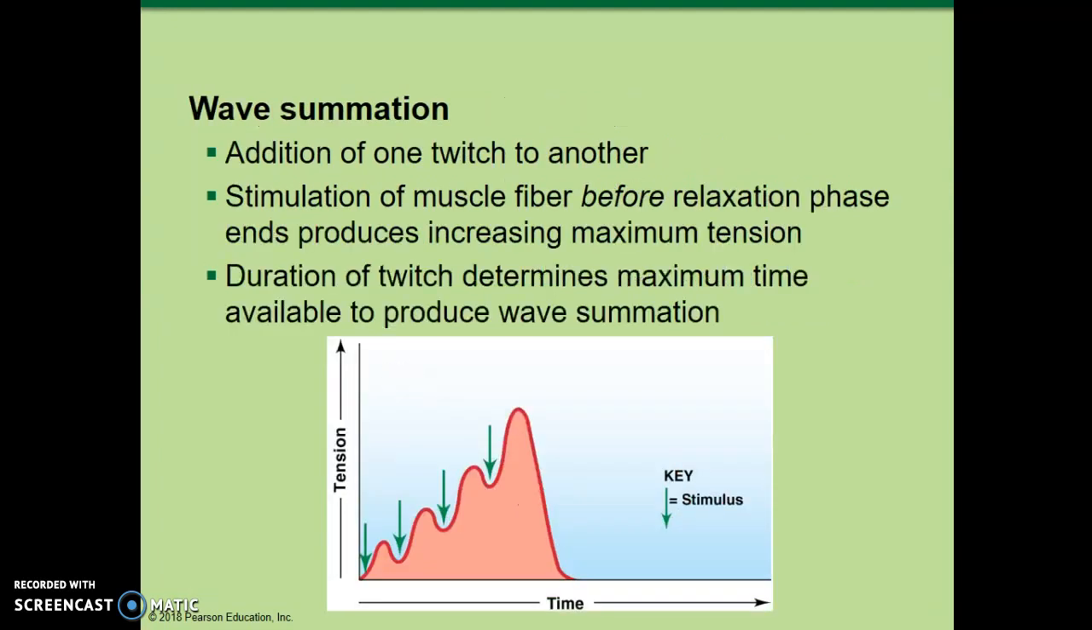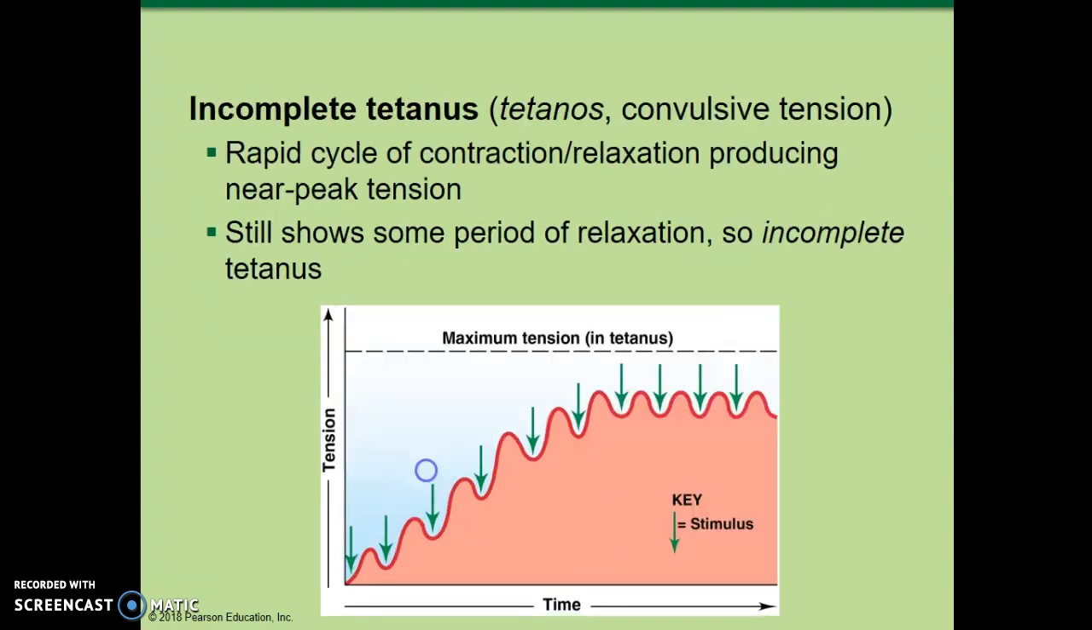Wave summation is the addition of one twitch to another. So there's a stimulus, the muscle contracts, but before the relaxation period ends, there's another stimulus. So there are continual stimuli before complete relaxation. Incomplete tetanus is a rapid cycle of contraction and relaxation producing near peak tension. You see contraction and relaxation, but it's a very rapid stimulus.